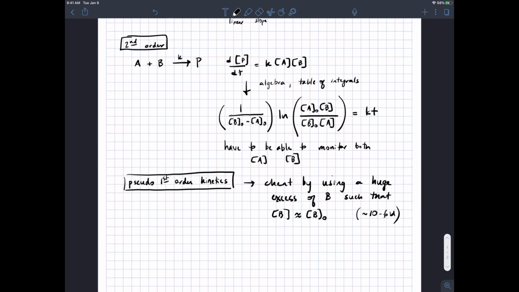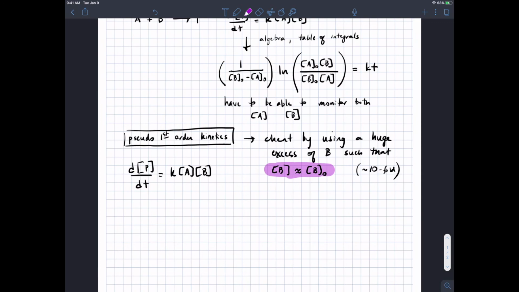All right, then the concentration of B doesn't change very much as a function of the reaction. So if we go back to our initial expression for the rate law, k times A times B, we're making this key approximation that the concentration of B isn't going to change very much. So in other words, the appearance of product will equal k times the concentration of A times the initial concentration of B, which is a constant.